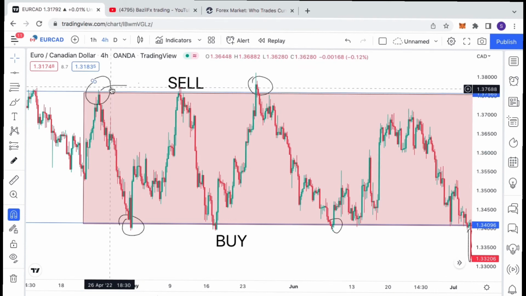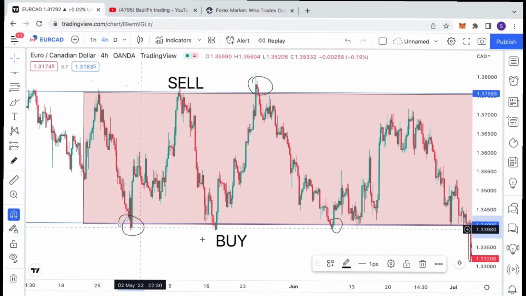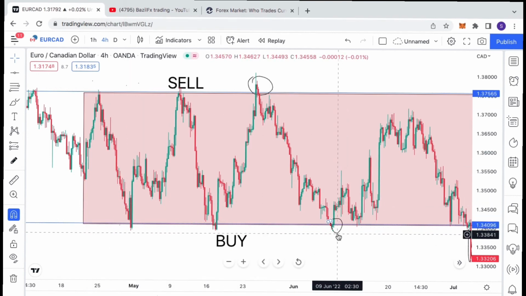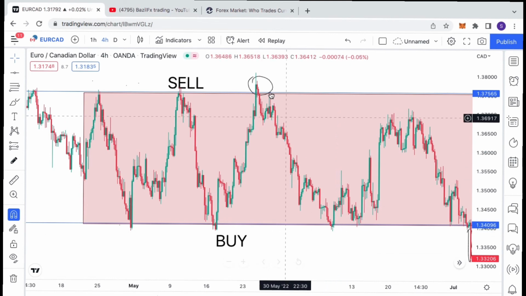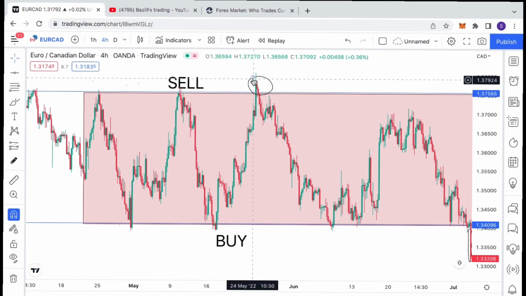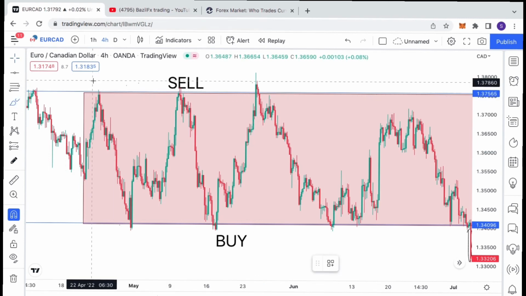Let's remove all this on my screen. Guys, as we are doing this, we need to have the right forex psychology. These trades are very easy to take, but again, with the wrong psychology, you can freak out thinking the market will go the other way around. So, guys, I'm going to mark these zones again.